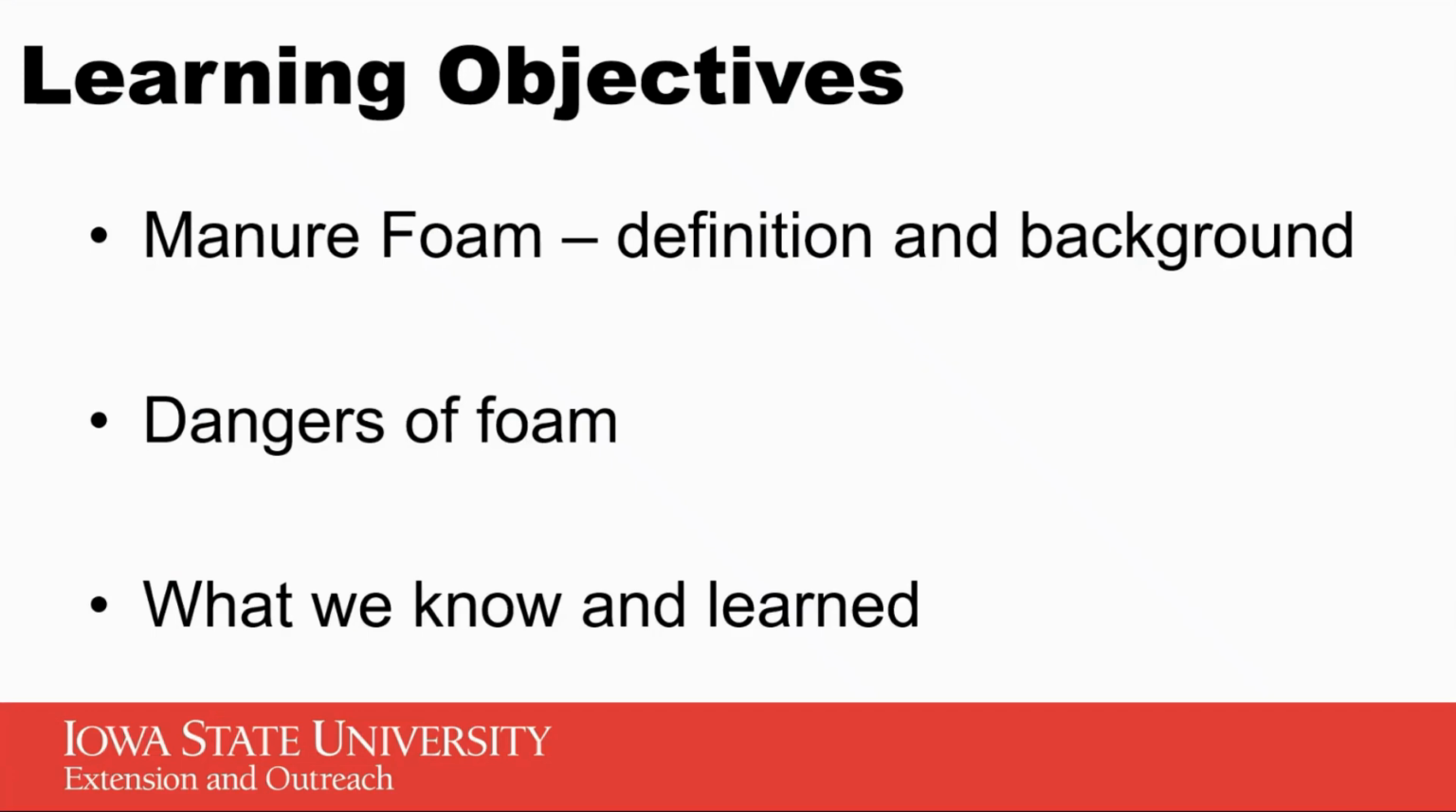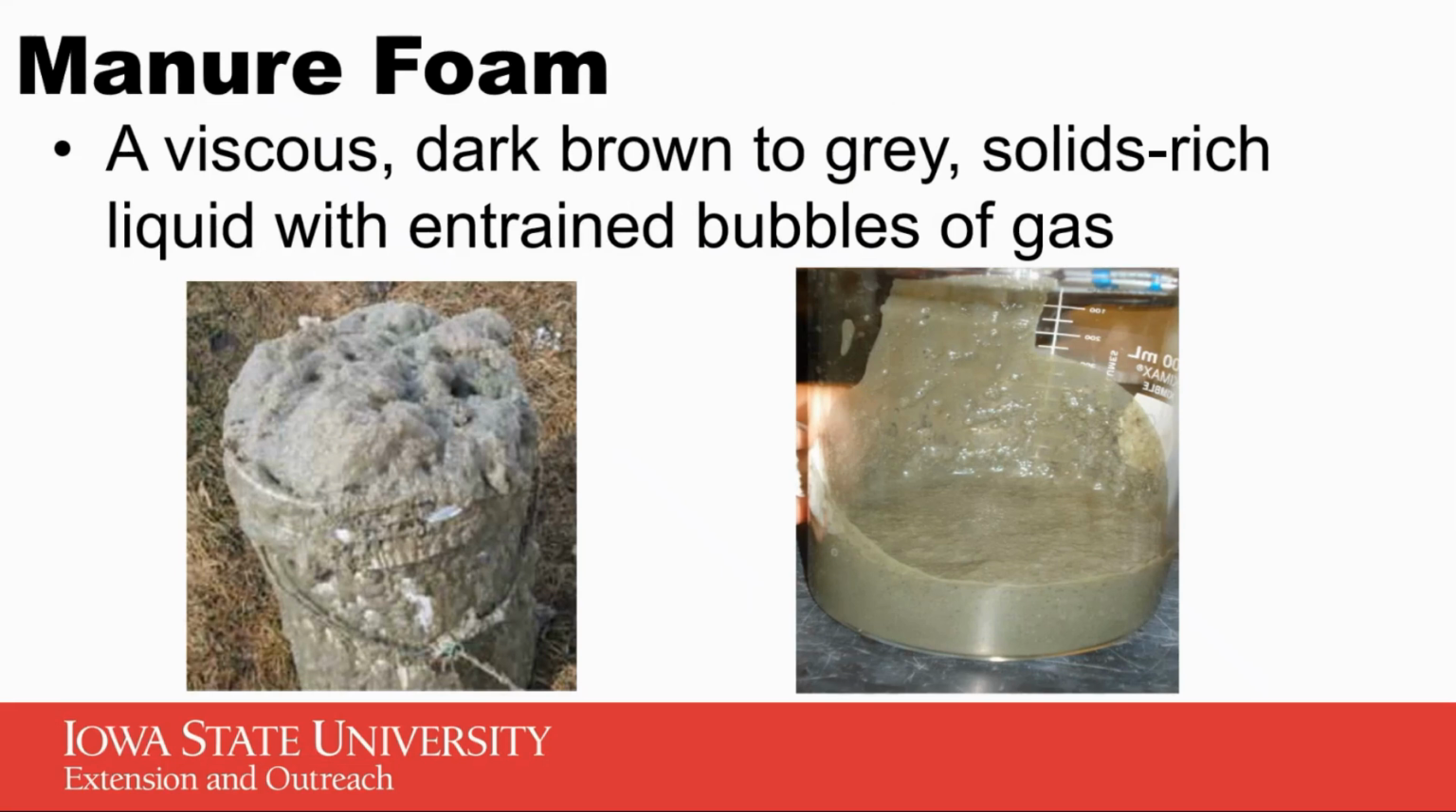So, learning objectives. Obviously, define and give a little background on what manure foam is, the dangers associated with manure foaming, and then what we know and what we've learned over time. So, manure foam: viscous, dark brown to gray in color. It's a solids-rich liquid with entrapped bubbles in it. A high percentage of the gas that makes up those bubbles is methane, and it is the gas of concern when we're talking about flash fire scenarios.